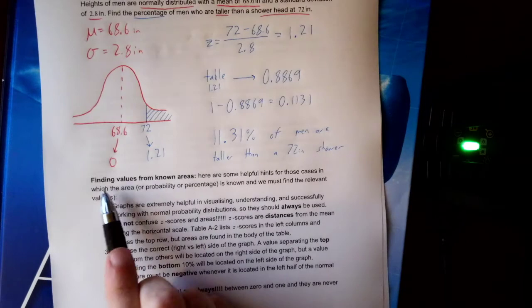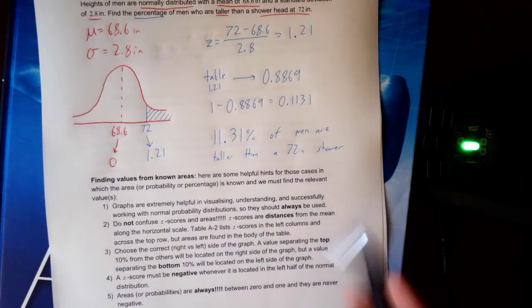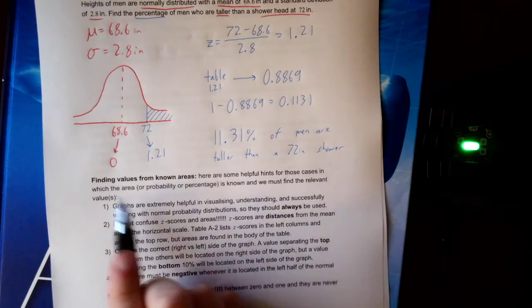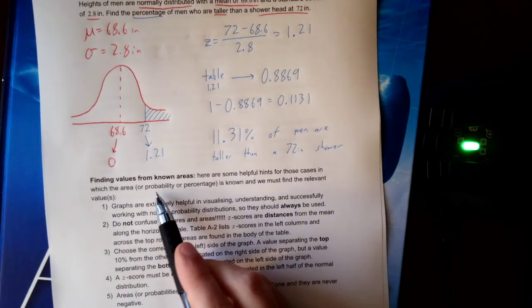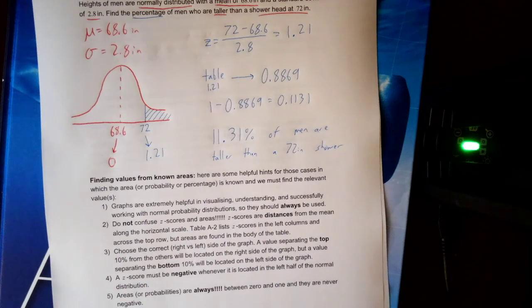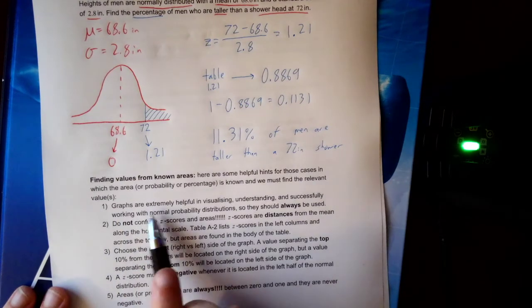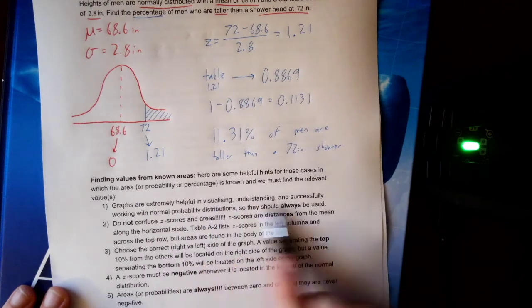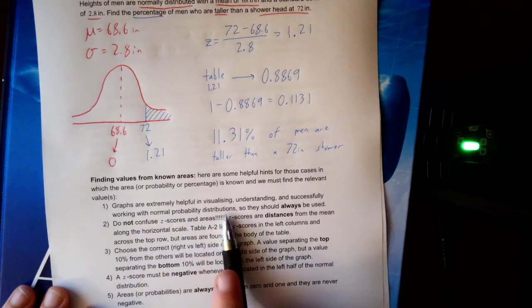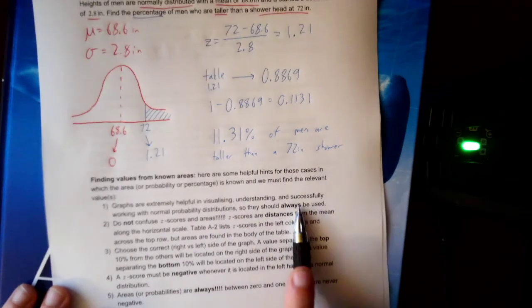Now, let's look at finding values from known areas. Here are some supplemental hints for those where you're given an area. You're already given the probability percentage. You're not given the data value, you're given an area. Remember, we did these in 6.1 as well. You might be talking about percentiles or something like that. So first, graphs are extremely helpful in visualizing, understanding, and successfully working with normal distributions. Should always draw a picture. Always draw a picture.